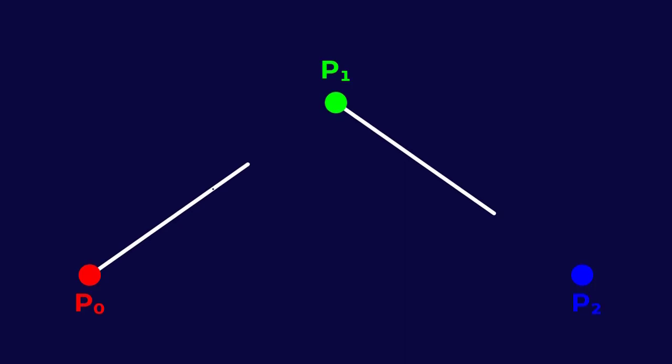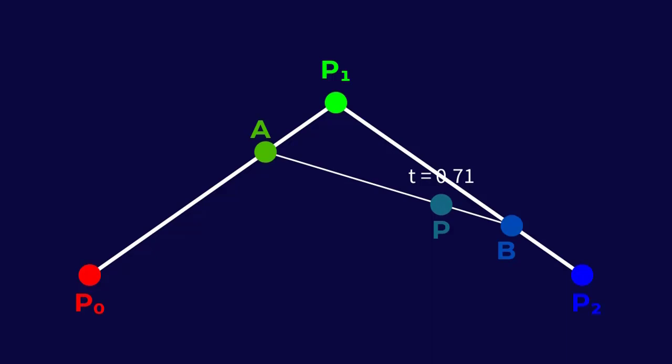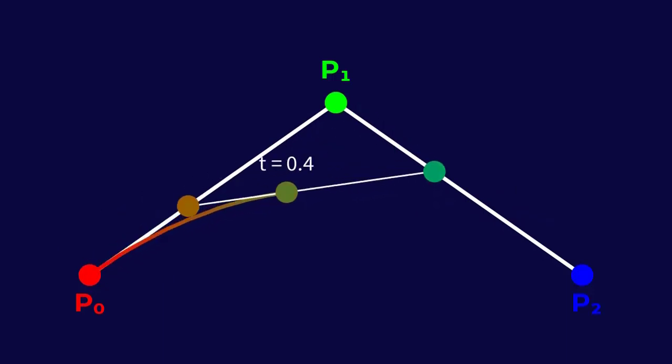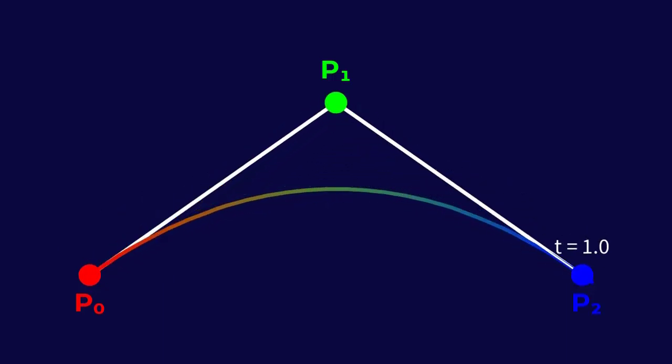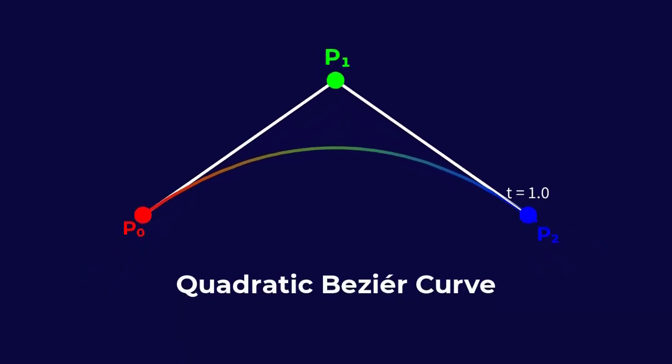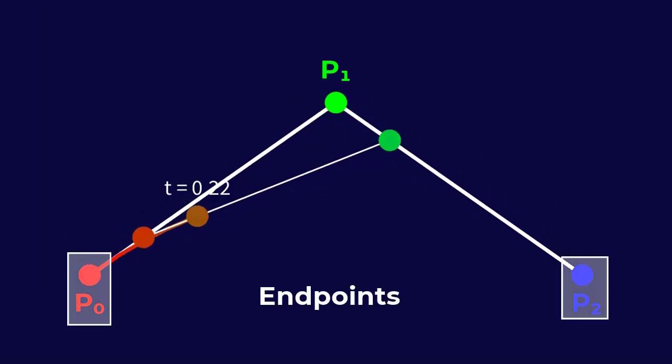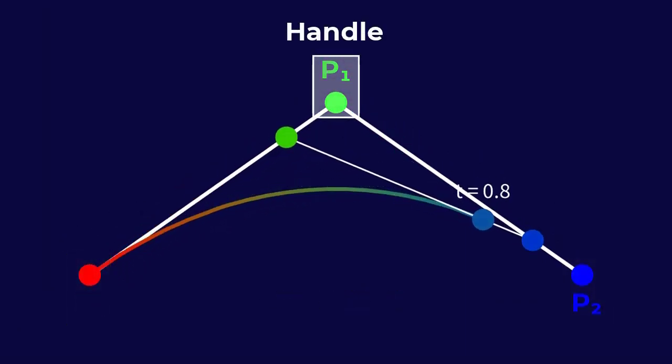Now let's add another dimension. Take 3 points P0, P1 and P2 and connect them with lines. Then we'll introduce 2 points A and B, each lerping along these lines. Finally, introduce another point P which lerps between A and B. As you vary the universal t value from 0 to 1, the P traces a curved path forming a quadratic Bezier curve. Here P0 and P2 are the endpoints and P1 is the handle.